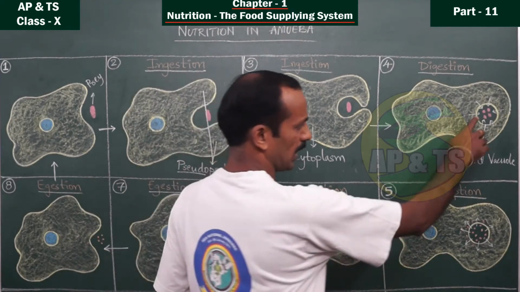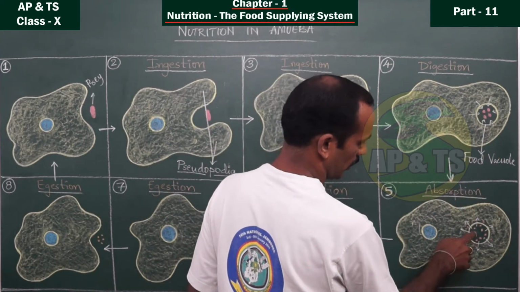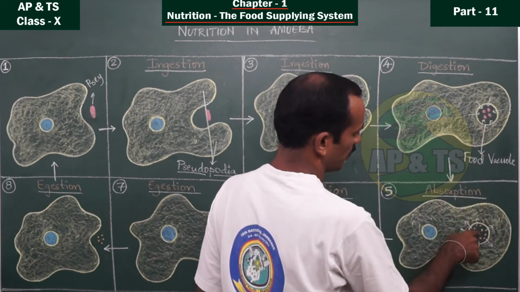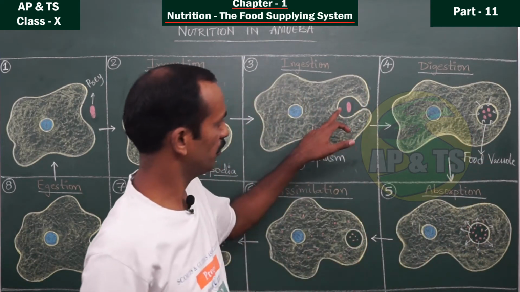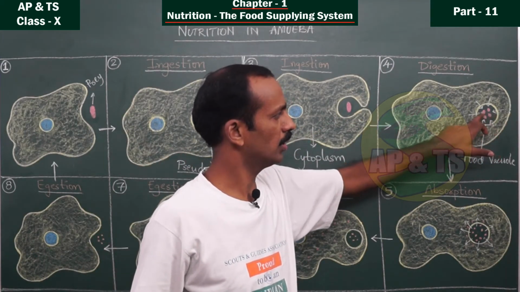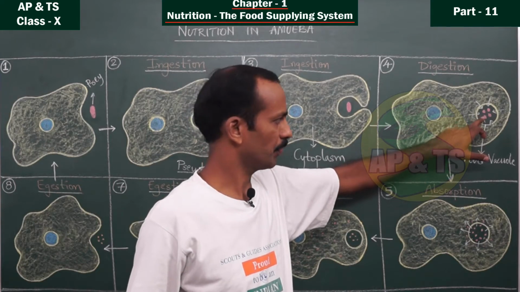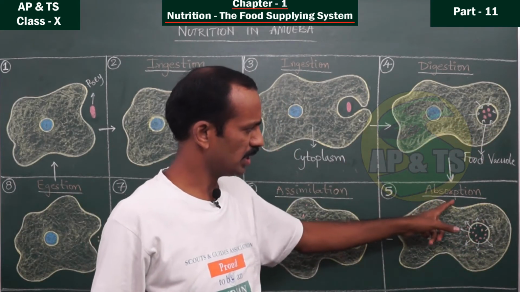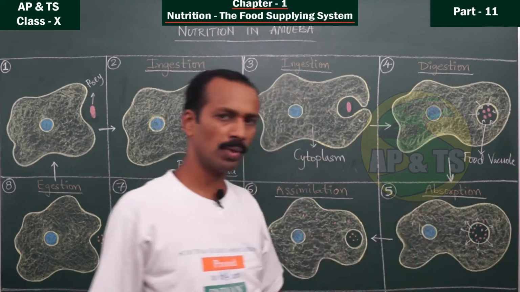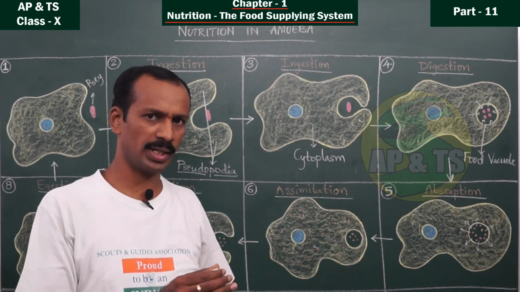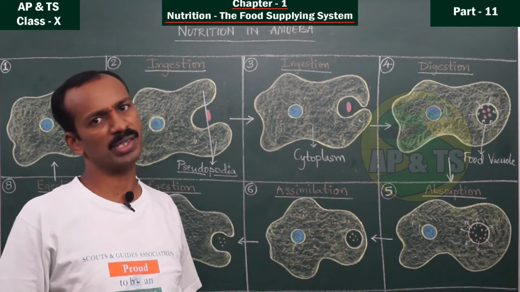After digestion you can see here these bigger particles are converted to smaller particles. First the food was bigger in size, later while digestion is going on the food particle size decreased. After that it decreased still more. Now the next stage is absorption. What is absorption? The digested food is distributed to other parts of the body.